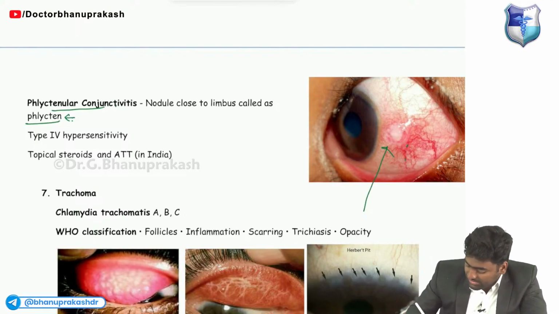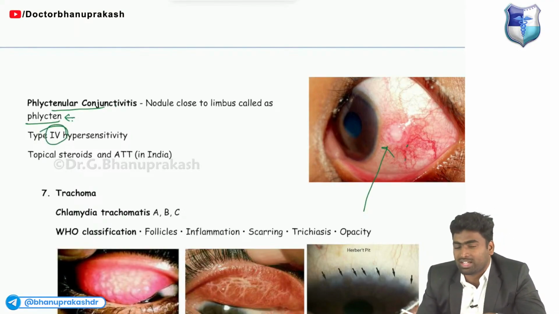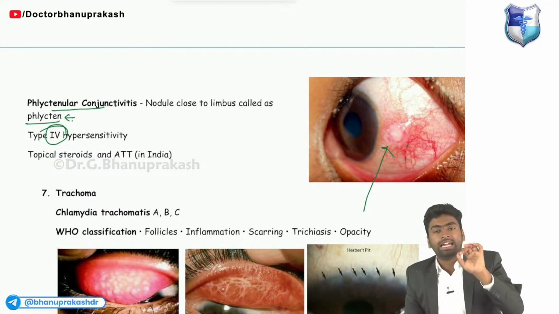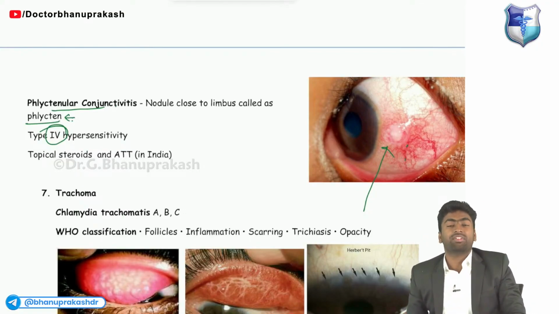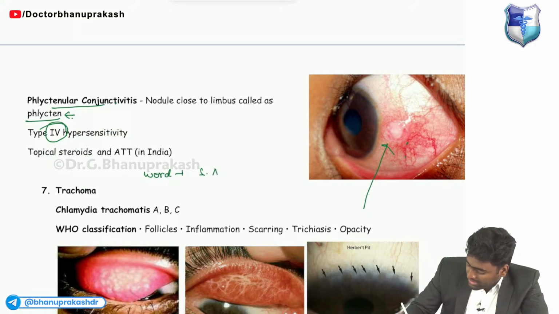And this spectranullar conjunctivitis, it is a type 4 hypersensitivity reaction. And in India, the most common cause of this spectranullar conjunctivitis is tuberculosis. So to treat this spectranullar conjunctivitis, हम क्या देंगे? ATT, anti-tubercular therapy देंगे. Whereas in bold, the most common cause in bold, it is what? It is the Staph aureus. Staph aureus. बस इतना याद रखना.